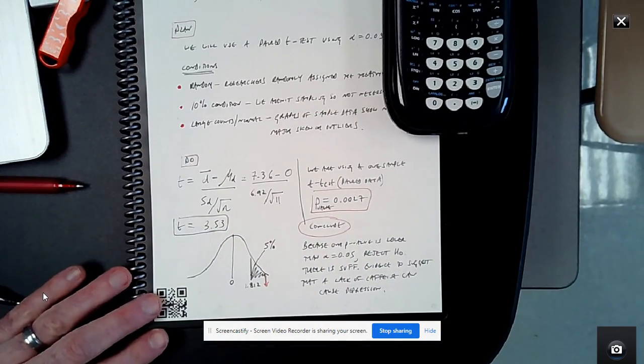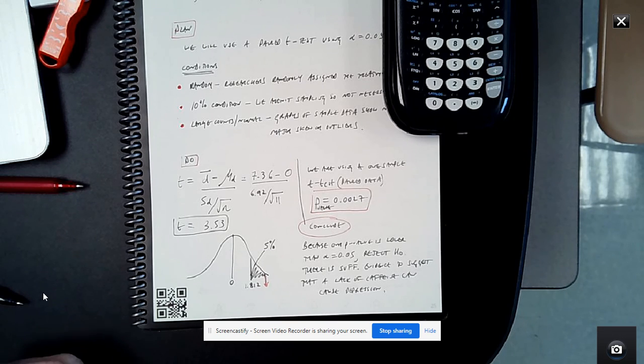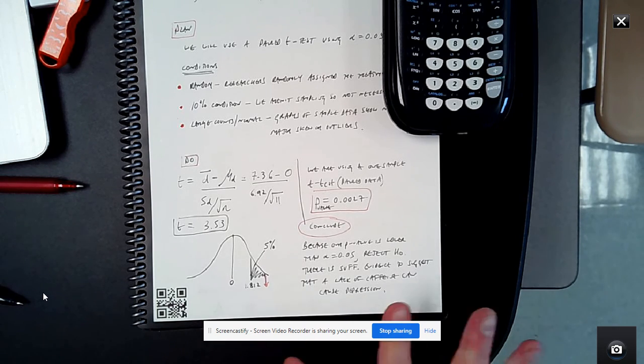Now, one last thing about the conclusion. When we're talking about inference, think about how you obtain the data. We didn't pick the data randomly from the entire population, so therefore we can't make an inference about the population. However, because we did an experiment here where we randomly assigned the groupings, we can make an inference on cause and effect. So therefore, it does seem to suggest that a lack of caffeine can cause depression.